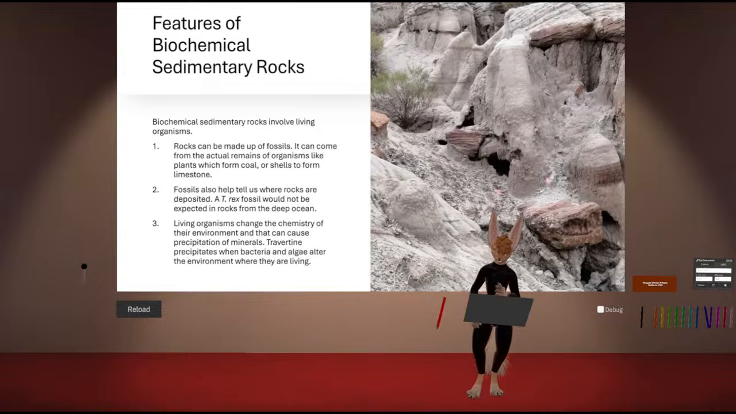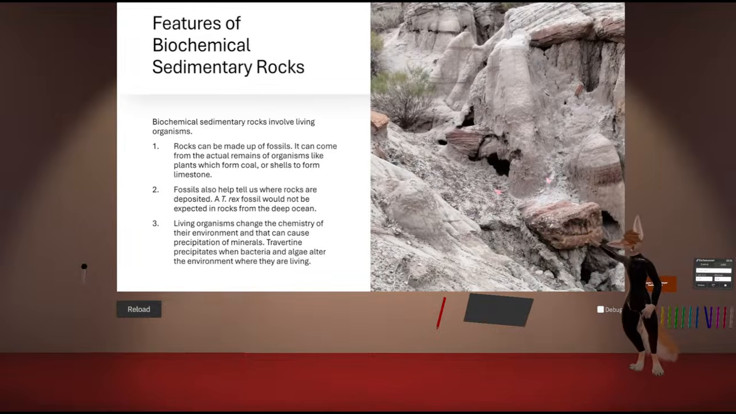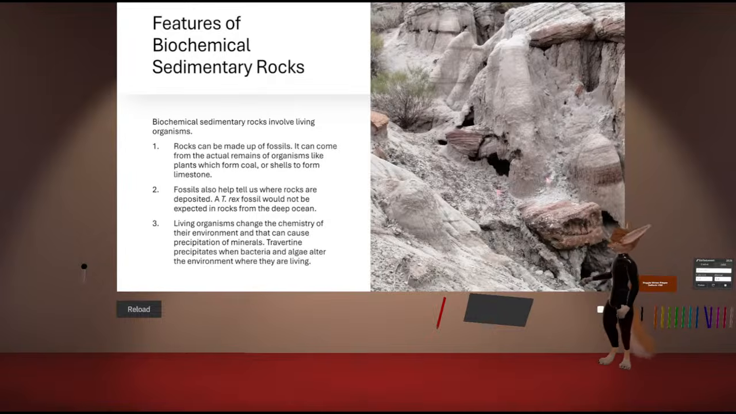And living organisms change the chemistry of their environment, and that can cause precipitation of minerals. Travertine precipitates when bacteria and algae alter the environment where they are living. Right here, that's a fossil there. A big creature passed away a while ago, and when we were hiking through Montana, there were already surveyors around planning on digging that up. I saw your pink flags right there to map out, like, hey, this is going to be an active site soon.